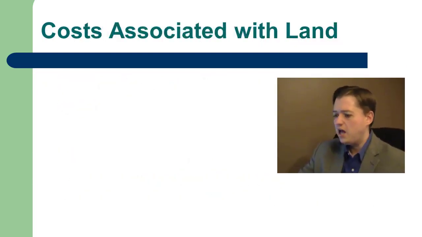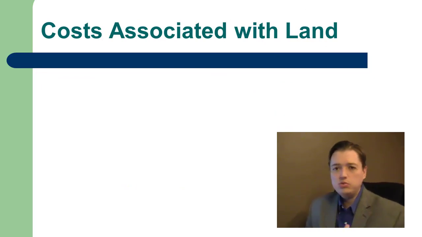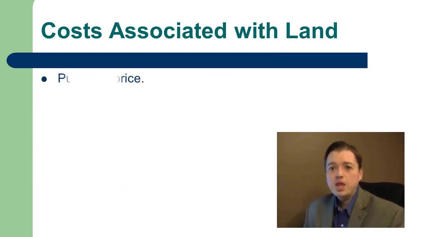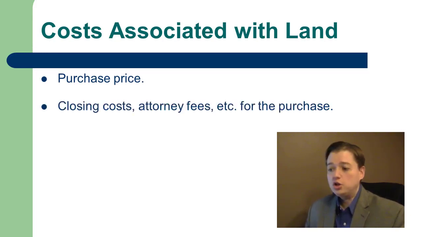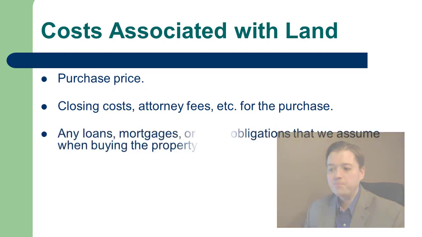Let's talk specifically about what goes into land, and then we'll do buildings, and then we'll do equipment. So land specifically includes the purchase price. It includes closing costs, attorney fees, all the other fees and assessments that have to be done as part of the purchase of the land. So all of this loan stuff and city stuff, inspections and whatever.